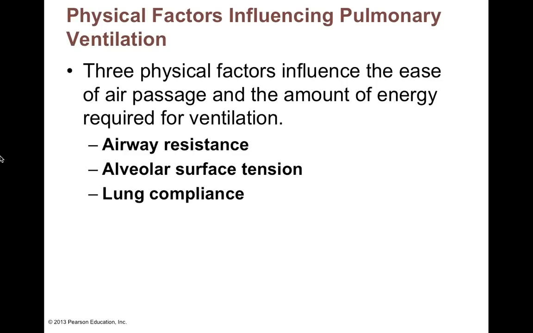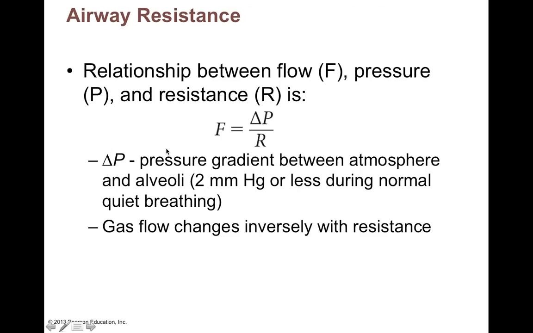Now, there are some different factors, though, that can affect ventilation. So it's more than just volume and pressure. We also have things like airway resistance, alveolar surface tension, and something called lung compliance. So when we think about airway resistance, resistance is just a hindrance to flow, right? So in terms of measuring flow, we have this pretty simple equation here. So we're saying that flow, capital F, is equal to delta P. Anytime you guys see this little letter delta here in anatomy and physiology or just science in general, this always means a change in, right? So delta P would be a change in pressure, okay? And then you divide that by the resistance.